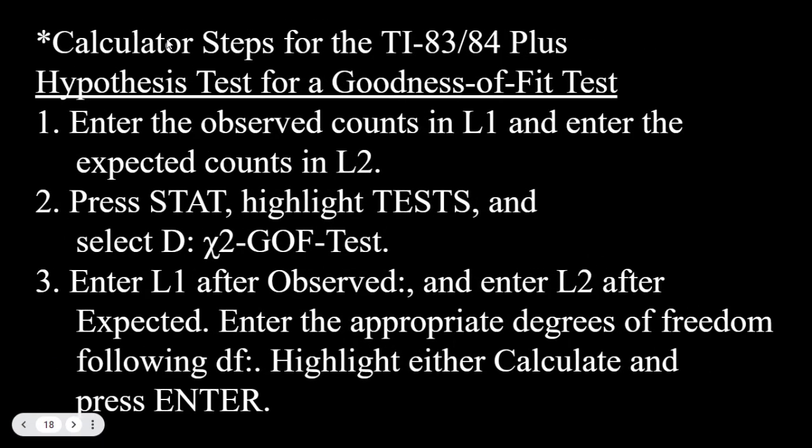Let's look at the calculator steps to do this. First, enter the observed counts in L1 and enter the expected counts in L2. So we are going to have to calculate these expected counts. We will put them in L2 under our stats menu, and we'll put the observed counts in L1 under our stats menu. Then we're going to press stat and go over and highlight tests, and we are going to select option D, which is the chi-square goodness of fit test.